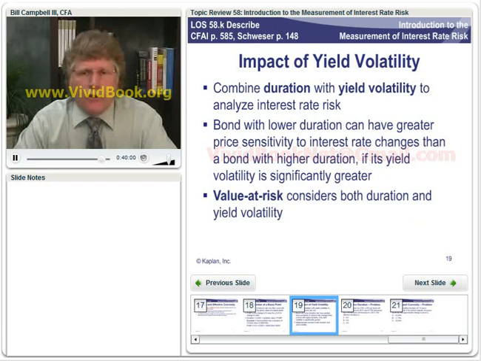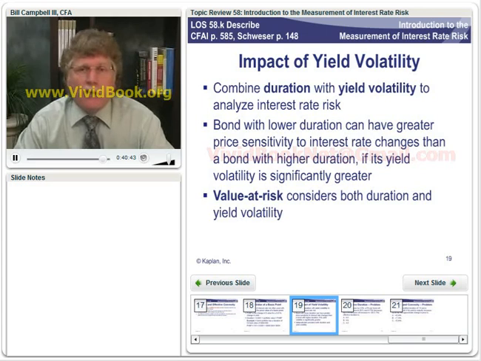Now, if you're concerned about interest rate risk, not only do you have to be concerned with how much the value of your portfolio will change when yields change, but you also have to be concerned with how much the yields in fact change. And this brings us to the idea of yield volatility. A bond with a lower duration might still have a greater price sensitivity because interest rates in that bond's realm might be more volatile.